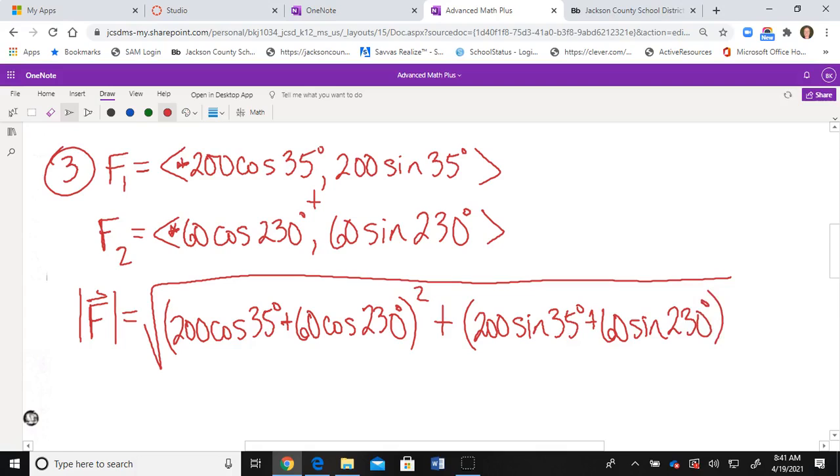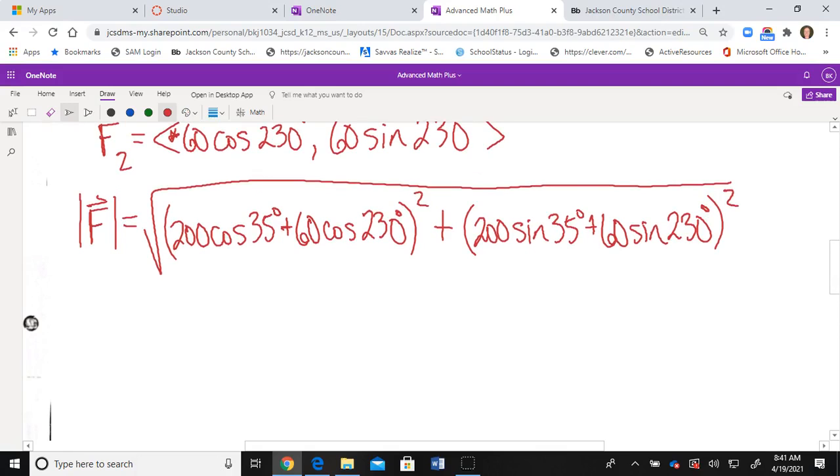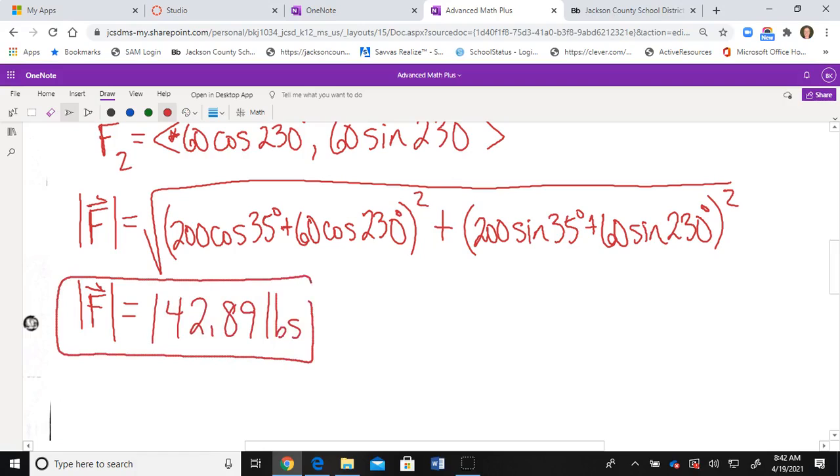Okay? Does everybody understand the step I'm skipping? I'm just skipping writing this as a vector, because it doesn't ask what's the vector. So we really don't need to know what that is. I forgot my square, didn't I? Thank you. Alright. Put all of that in your calculator very carefully, because it is quite a lot of buttons to push. You should get 142.89, and this was in pounds, right? 142.89 pounds.